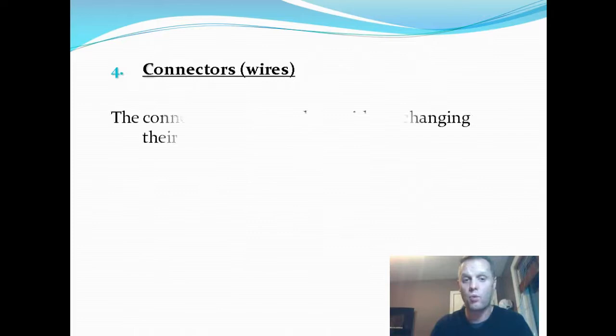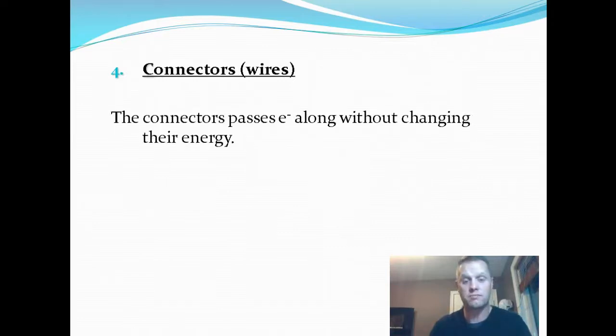And finally, we have wires. And the wires are basically made of conductive material, like a metal, and it allows electrons to pass along without changing their energy too much. This is a bit of a lie. In your house, if you got a really long wire, you actually lose a bit of its electrical power because the wire has a little bit of resistance. But most wires are actually pretty good.